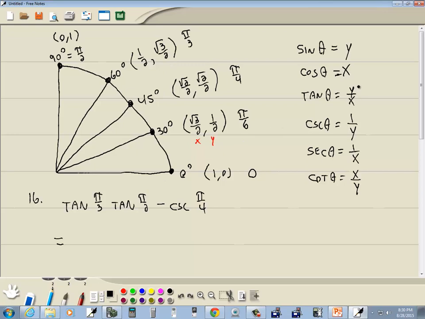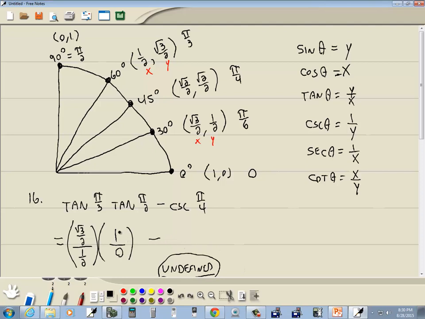Now tangent is y over x. And remember, since we're working with this point, this is our x and this is our y. So y over x, we're going to have square root of 3 over 2 all over 1/2. Now tangent of pi over 2. Here's pi over 2. Oh, that's just great. I made this example up, but this is x and this is y. This would be 1 over 0. What happens when you got 0 in the denominator? It's undefined. I didn't mean to make that one that easy.